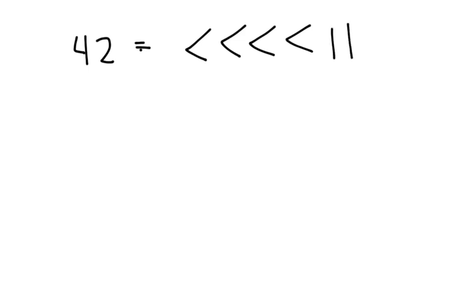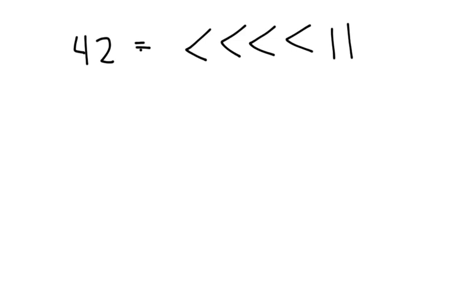Now, let's say we were given the Hindu Arabic numeral 42, and we're going to write that in Babylonian numerals. Well, that's not very hard, is it? We just need to do 10, 20, 30, 42. And so there's the number 42.